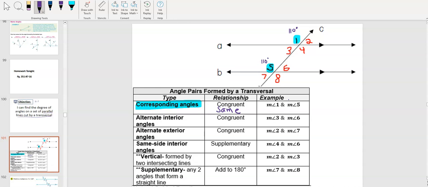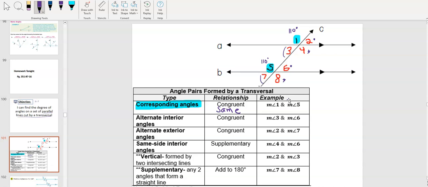There are other corresponding angles in this group, and you don't have to color code these because it'll start to get confusing. But basically 2 and 6 are corresponding angles. 4 and 8 are corresponding angles. And 3 and 7 are corresponding angles. They are all in the general same position as each other.